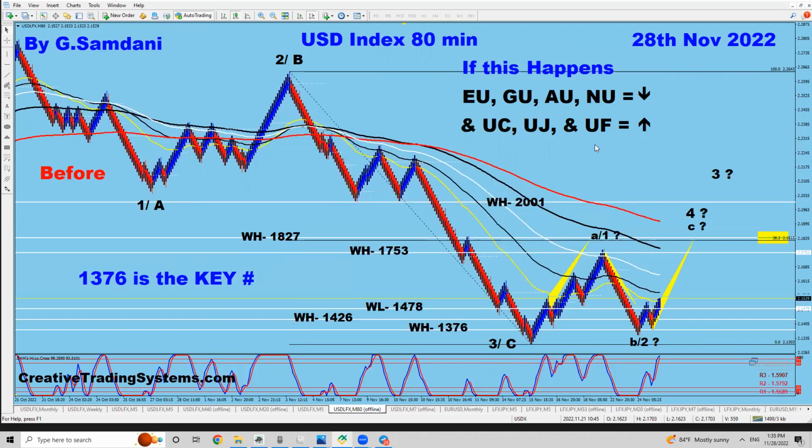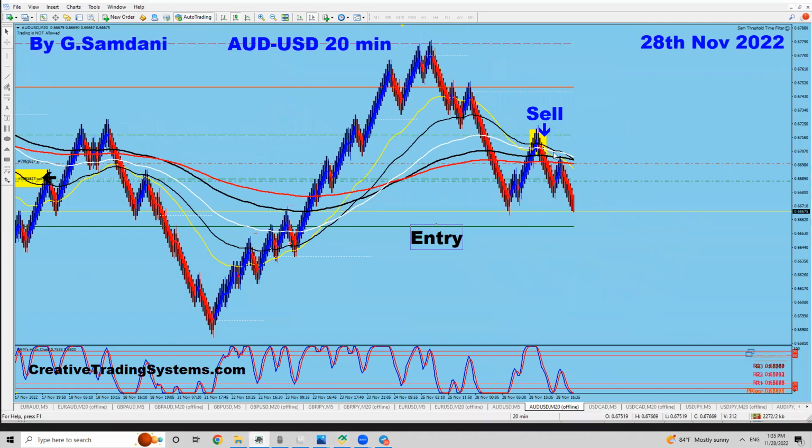But I have to have the entries, not just the idea that they're going to go down and I'm going to go blindly and short them. No, I will wait for my proper entry. And what is the proper entry? For short, see, it's coming down. So my proper entry is that yellow line. This yellow line crosses and comes down below the black line. This black line. And this indicator is all the way up.